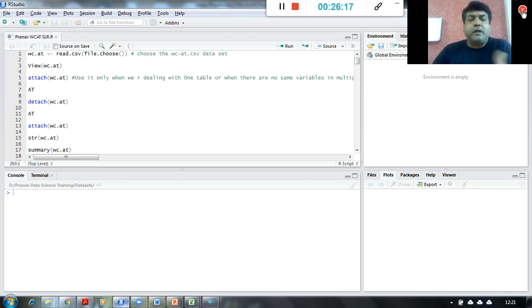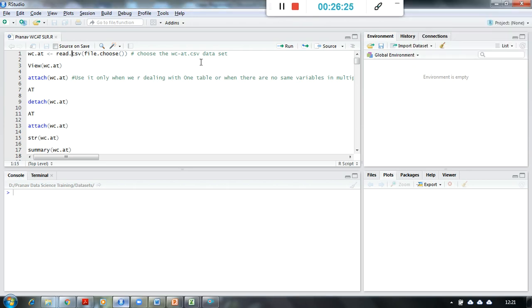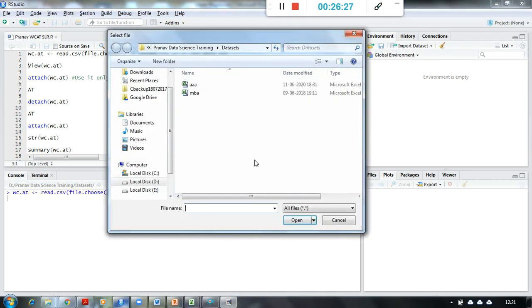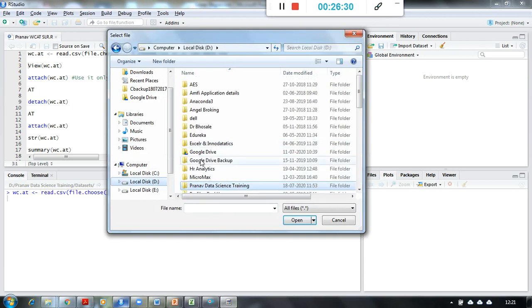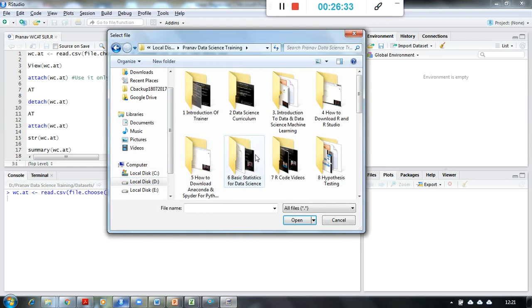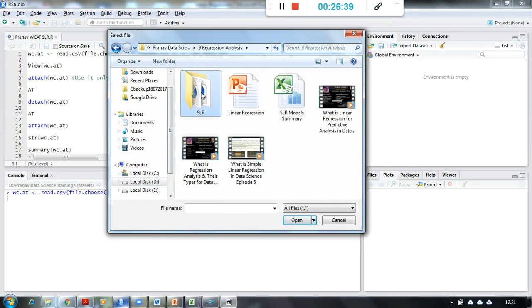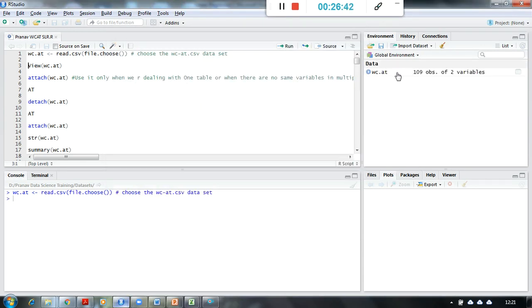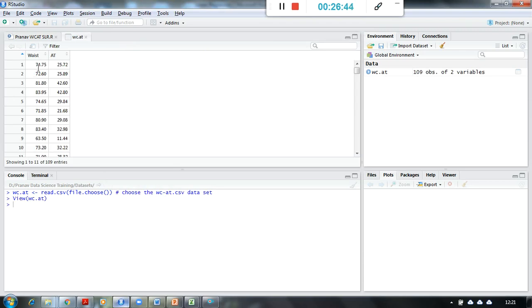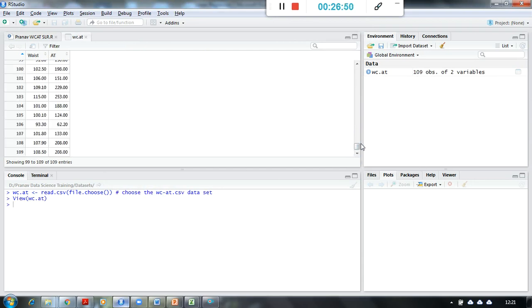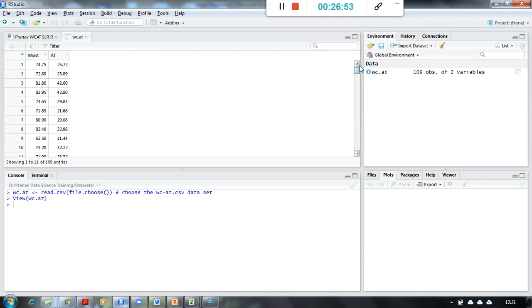Alright, so let's enjoy now how the coding will be done and how to solve this business problem, right? All the best, guys. So first of all, I am importing the data set, which is in my regression analysis folder for simple linear regression, and this is my data, guys. 109 observations, waist circumference is given to me, AT is given to me. This has been recorded, and this data is always called historical data. By using this data, I'm going to write my different models.